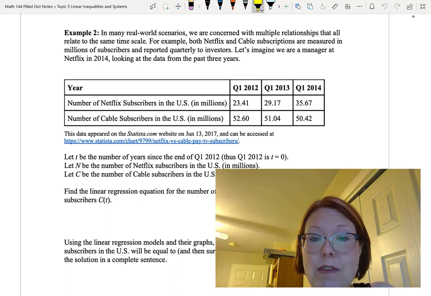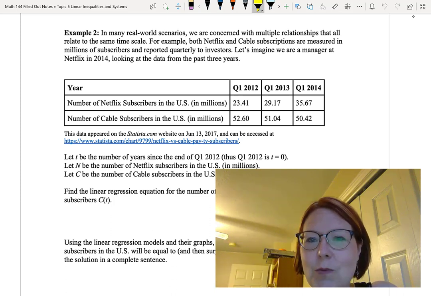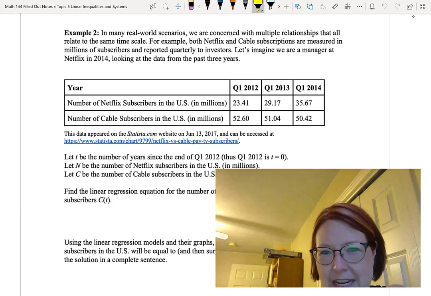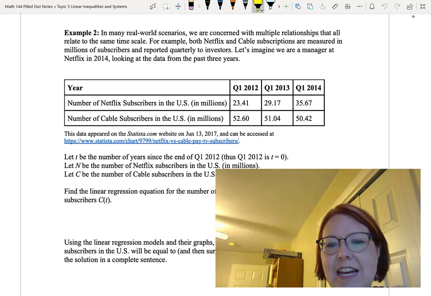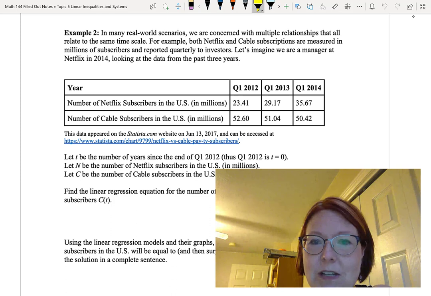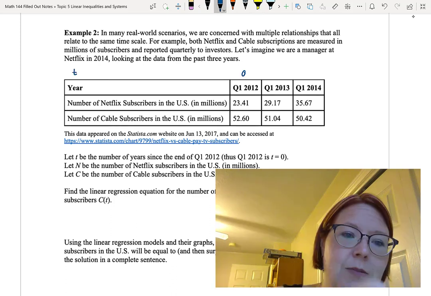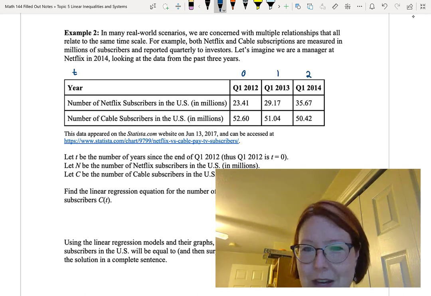We have a data table with three rows. The first row is the year. We have quarter one 2012, quarter one 2013, and quarter one 2014. I'm going to jump down to where we re-index the variables here. We're going to let T be the number of years since the end of quarter one 2012. So quarter one 2012 is going to be time zero. I'm just going to add that as a row above this row. Quarter one 2013 is going to be time one, and quarter one 2014 is going to be time two. So that's taken care of.